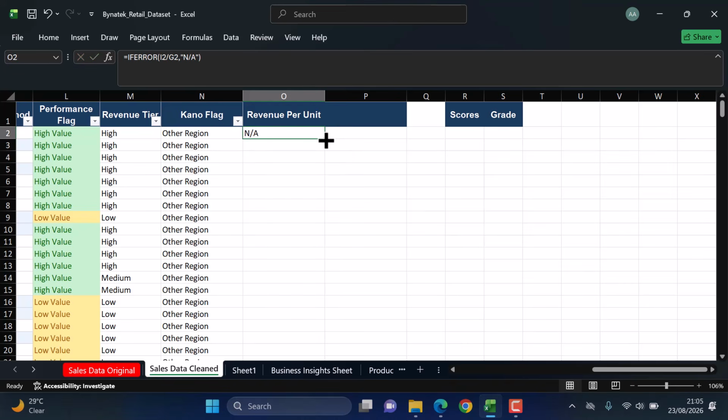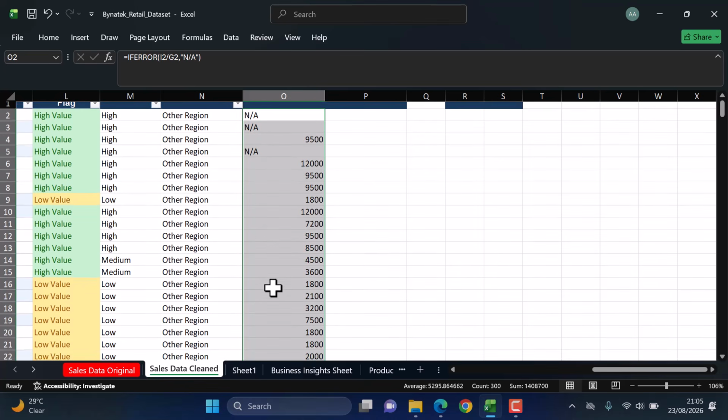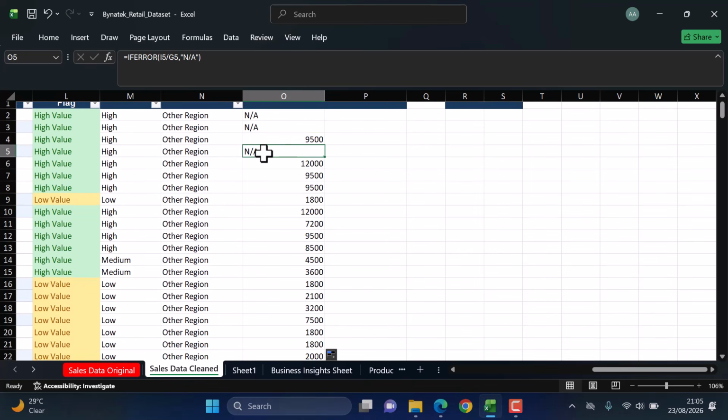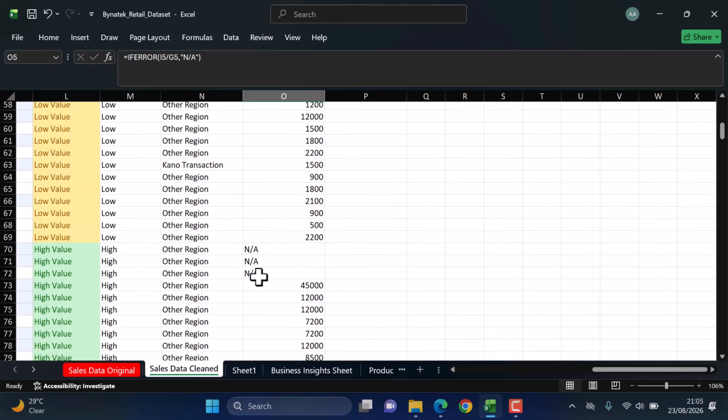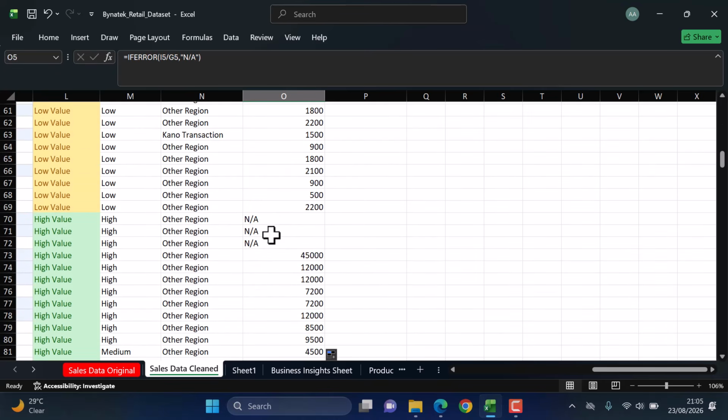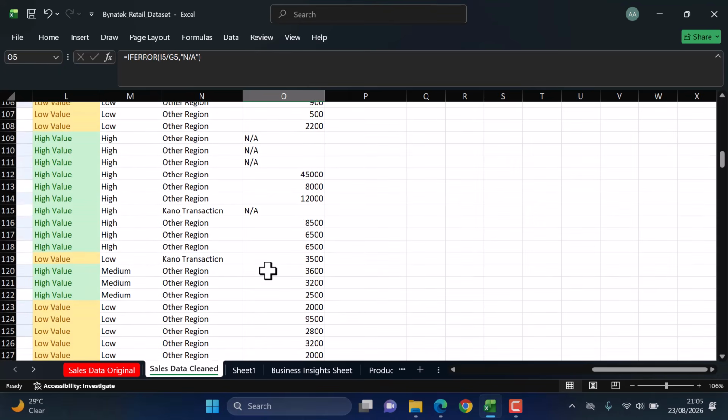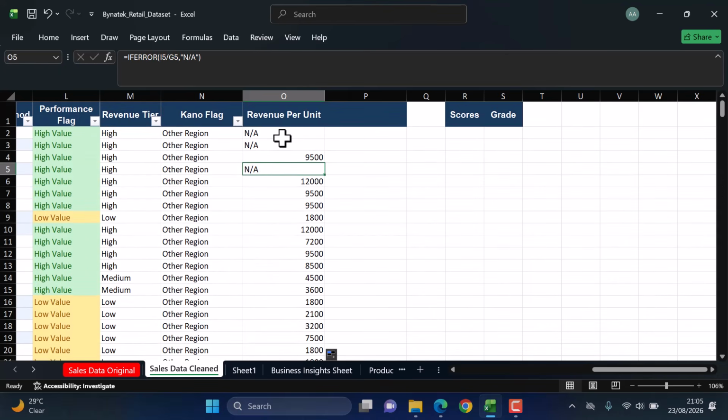So that's exactly what IFERROR does. As you can see, there is NA where it fails, NA. All these places have missing units sold, which will mean that they have missing revenue. NA. So this is how you control your errors.